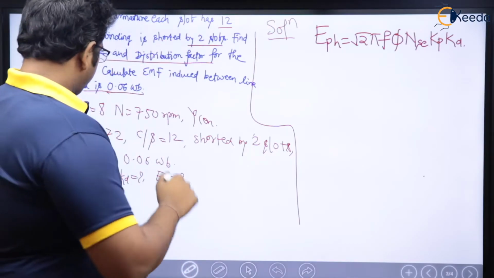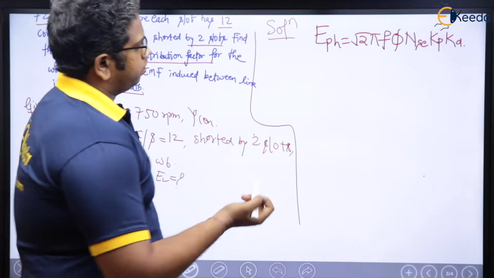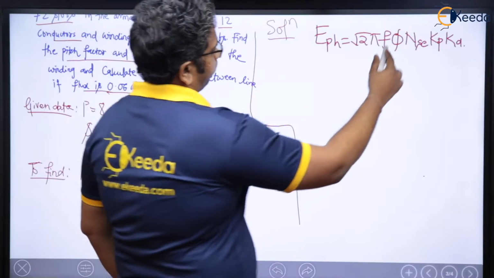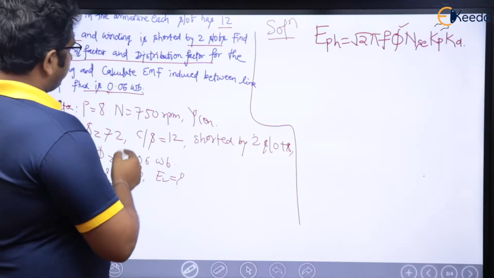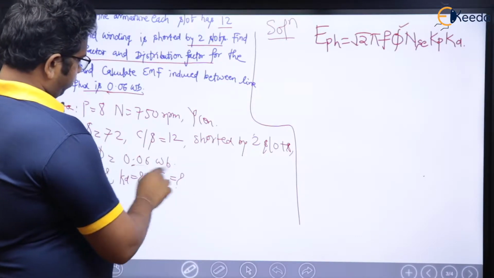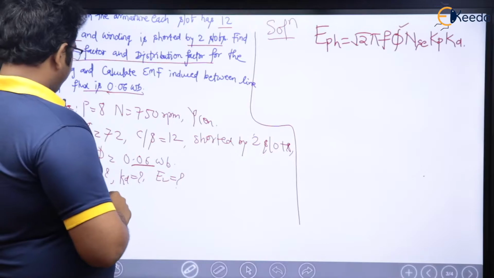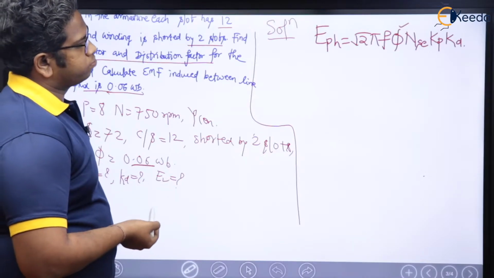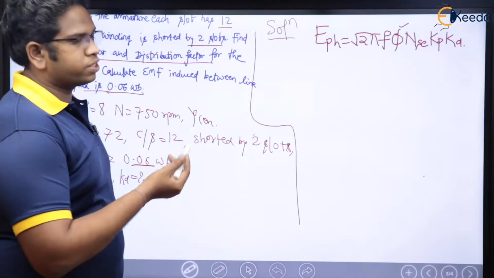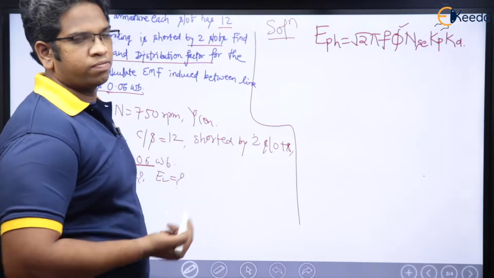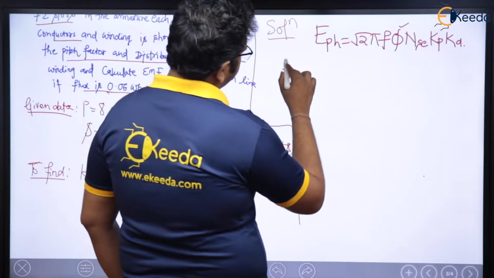Now see here, what else do we actually want? First, we have flux. Flux is given, which is 0.06 Weber. Then is there anything else which we know? Nothing else. So let us try to find frequency first, because it is easy to find. So let us start with that.